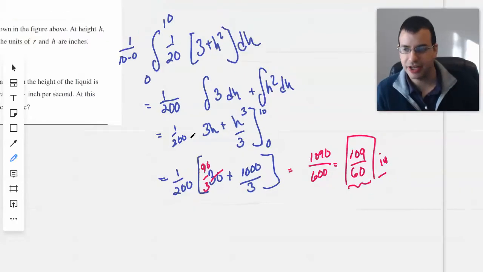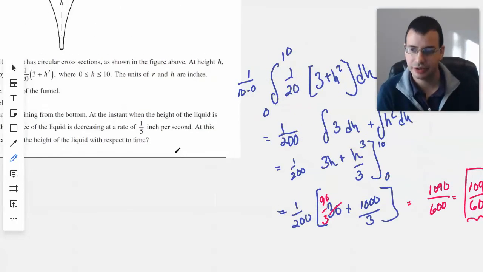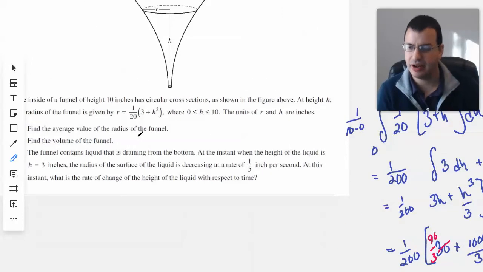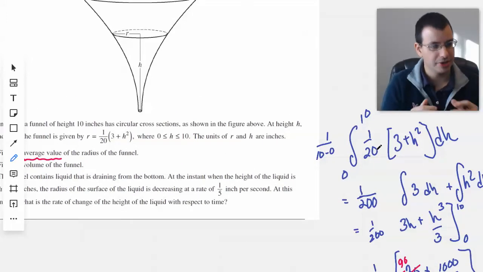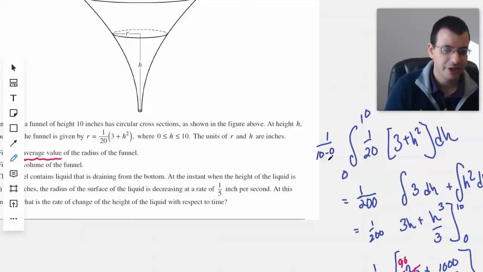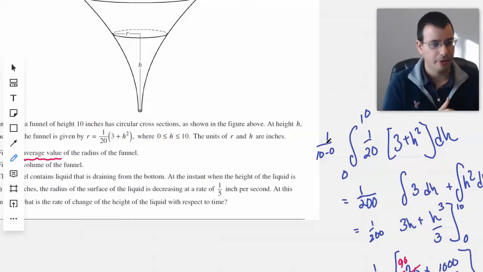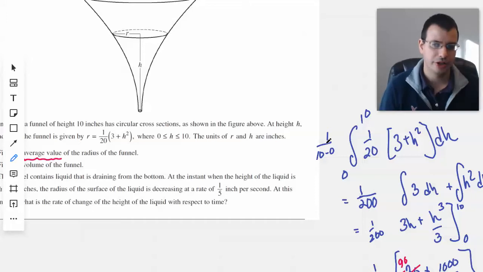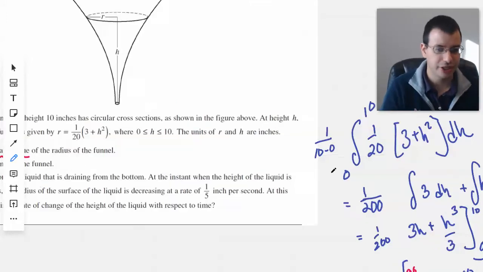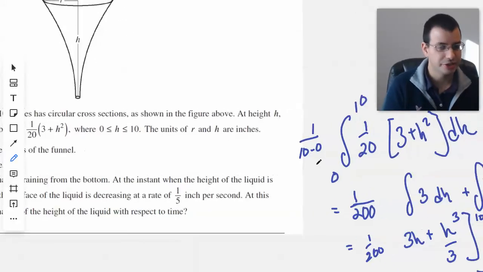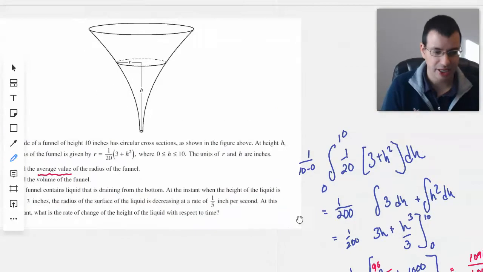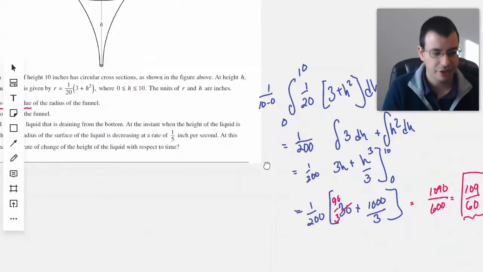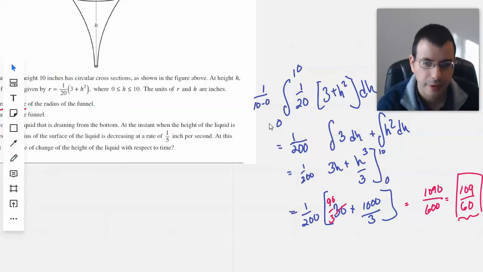So what we did here to find the average radius, they said average radius? Average value of the radius. So we took the integral from 0 to 10, basically the whole range of the radius, and then divided by the length or the values that we integrated over. So in this case it was 1 over 10 because it started from 0, went to 10, 10 minus 0 is 10. That gives you the average radius.